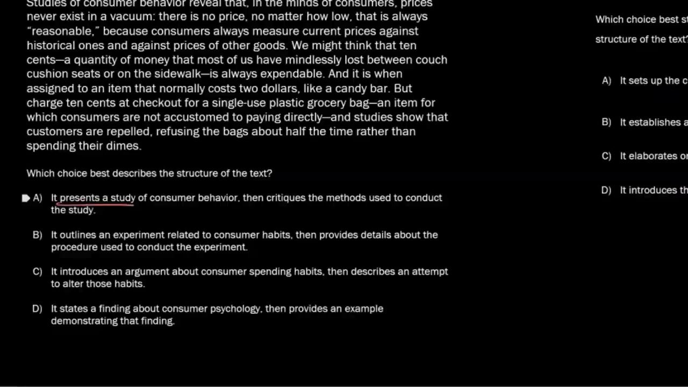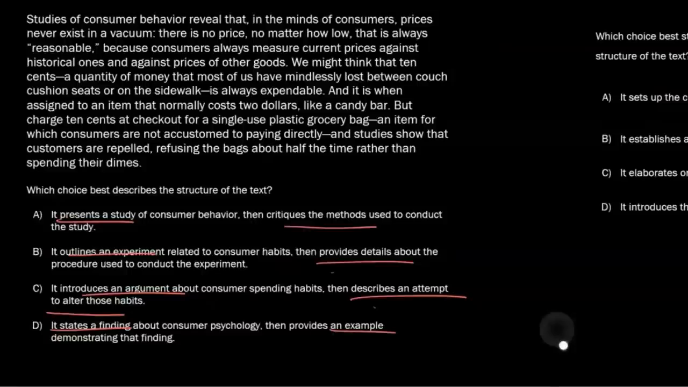So it presents a study, then it critiques the methods. It outlines an experiment, then it provides details. It introduces an argument, then describes an attempt to alter that. It states a finding, then provides an example. Let's read the passage here.